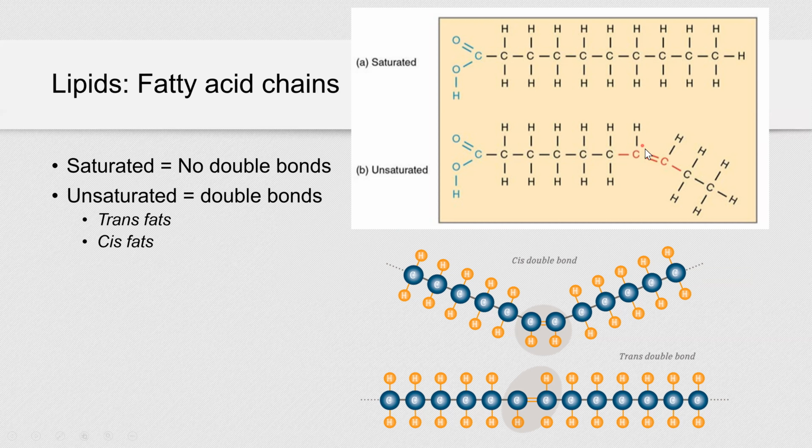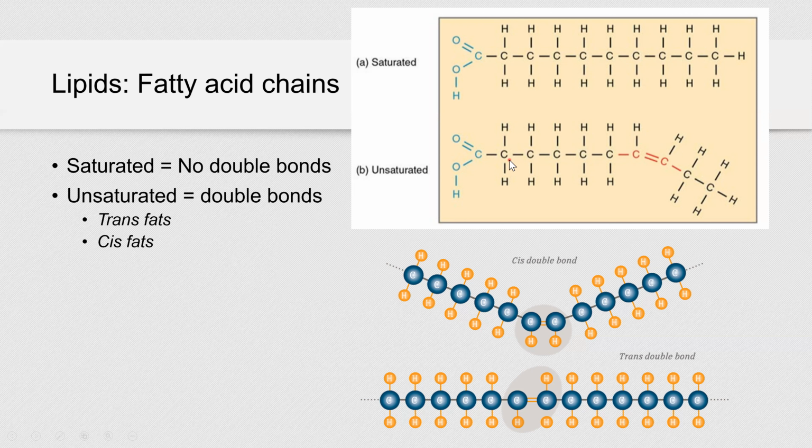So it's one, two, three, four. Each line represents a covalent bond. So this carbon forms four covalent bonds. This carbon forms four covalent bonds. And because they form a double bond, we have less hydrogen. You notice there is no hydrogen over here compared to this fatty acid.